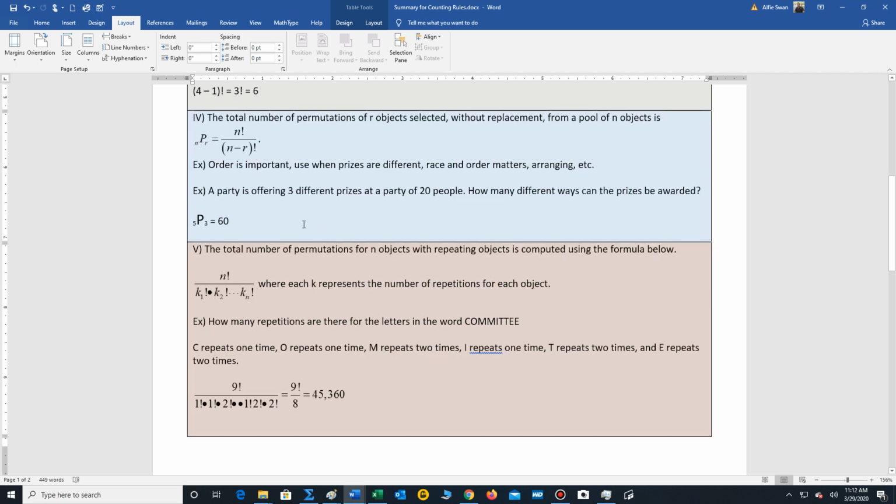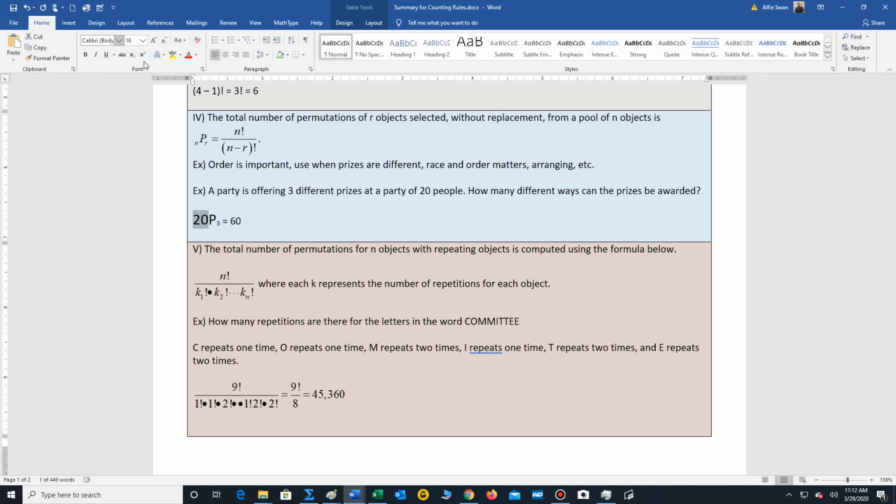So let's look at an example. A party is offering 3 different prizes at a party of 20 people. How many different ways can the prizes be awarded? Well, let's take a look here. Let's rework this. How many people are at this party? Actually 20. So we're going to correct this problem here: 20 people at the party. And we're going to calculate 20P3.